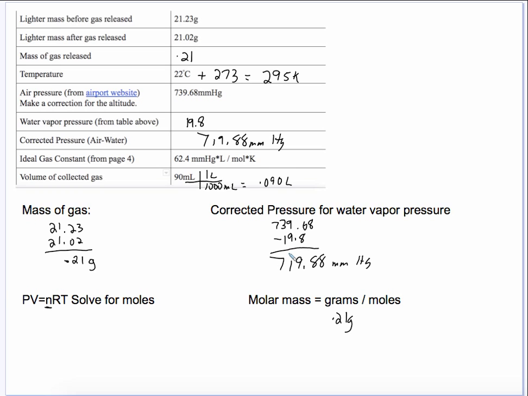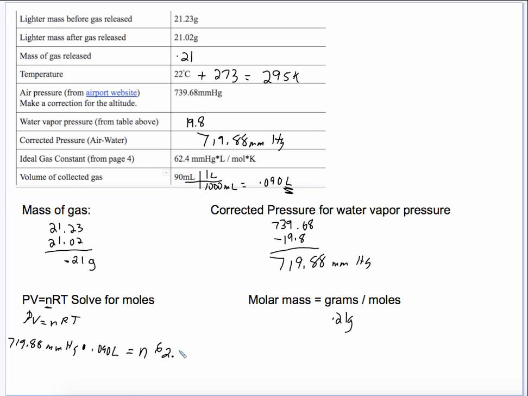Now we're ready to plug everything into the PV equals nRT equation. Our pressure is 719.88 millimeters mercury. Our volume is 0.090 liters. If we're using the ideal gas law, the volume always has to be in liters. That's important. That's going to equal n. R is an ideal gas law constant. You can find the constants on page 4 on your formula sheet.